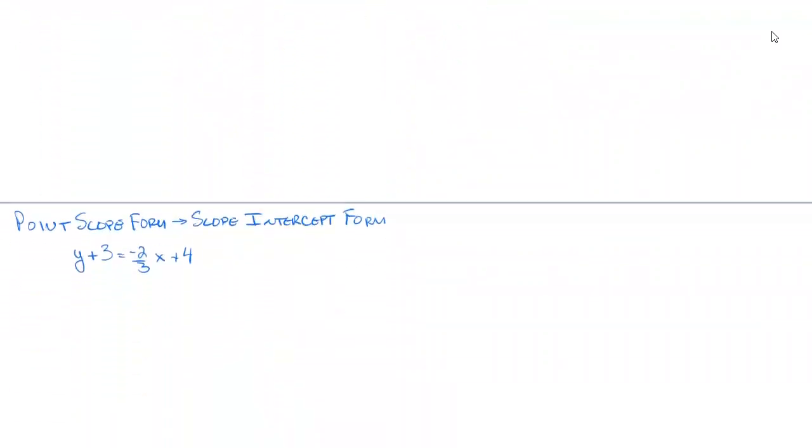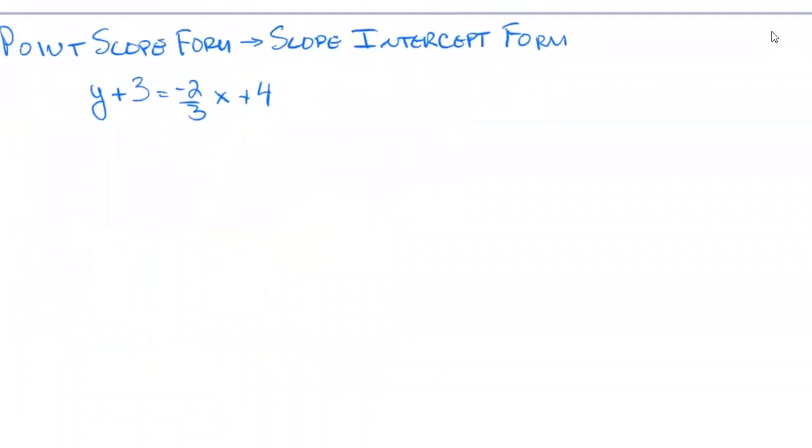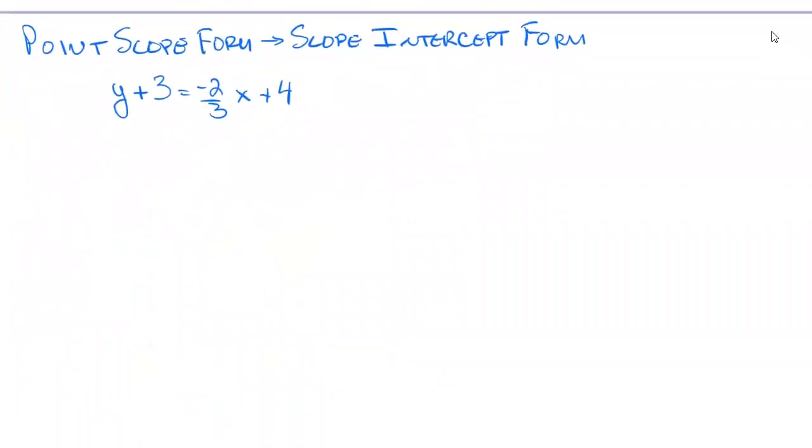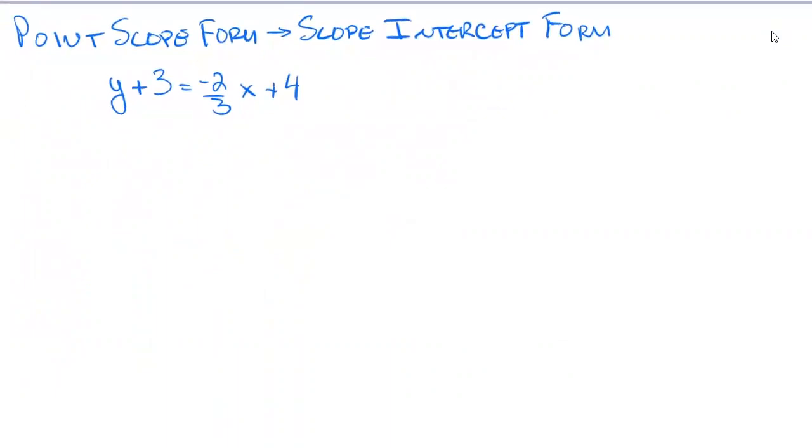Now our second one is rearranging point slope form to slope intercept form. The process is very similar. You just need to rearrange so that you get y by itself. This isn't quite point slope form yet, is it? Now it is. There we go.